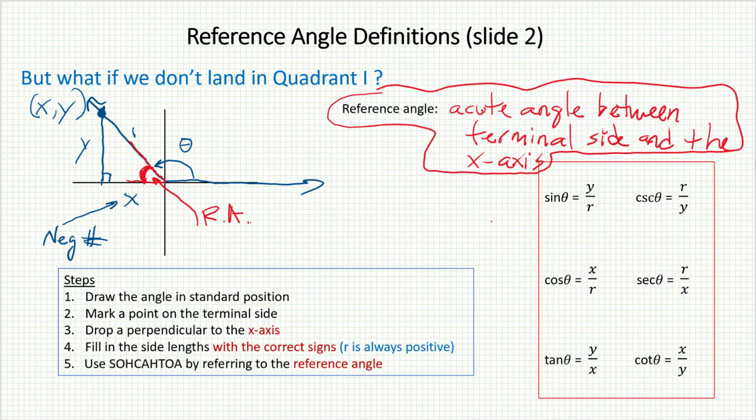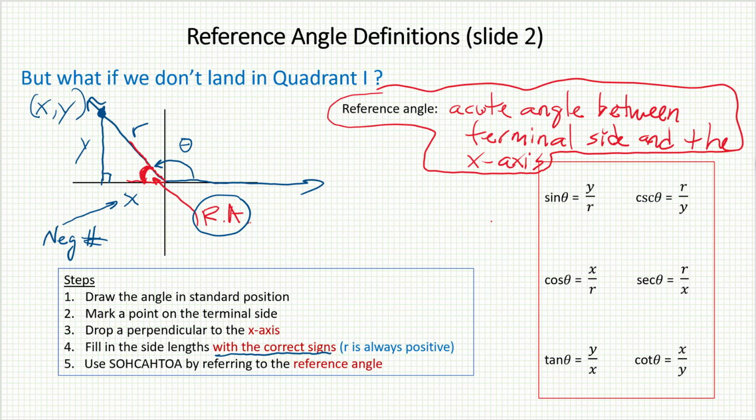R, remember, is a true distance. No matter what quadrant you're in, r is always positive. So when you're outside the first quadrant, you do have to pay attention to the signs, remembering that r, of course, would always be positive. The best news here is that SOHCAHTOA still works as long as you use it in regards to the reference angle.